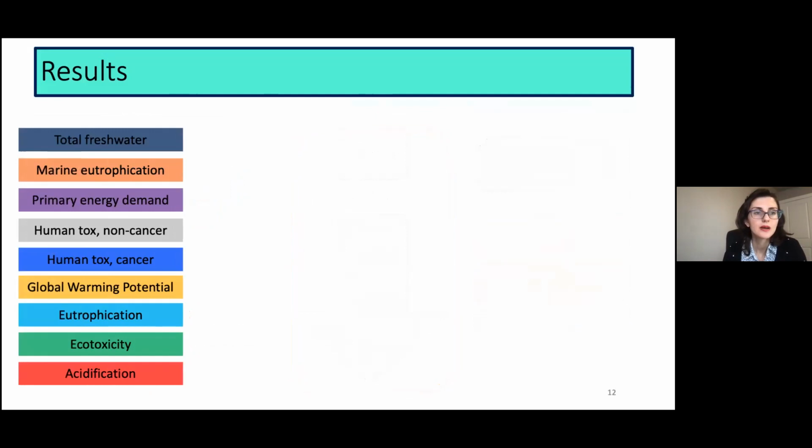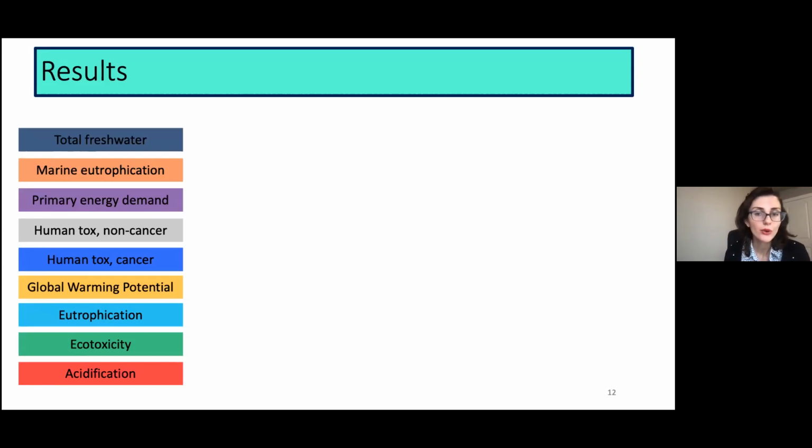When we talk about life cycle environmental impacts, there are many environmental impact categories, starting from total freshwater consumption, marine eutrophication, primary energy demand, human toxicity, ecotoxicity, human toxicity cancer, human toxicity non-cancer, and acidification. These are all important impact categories that we have.